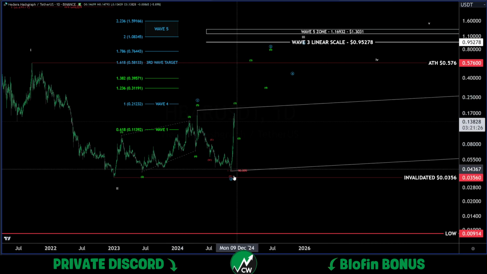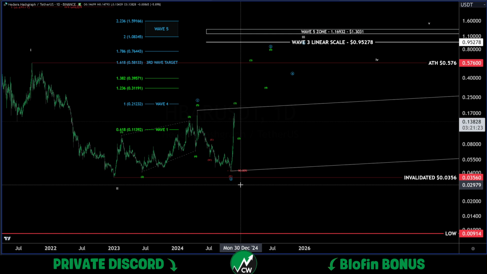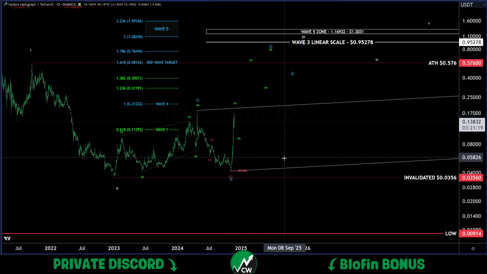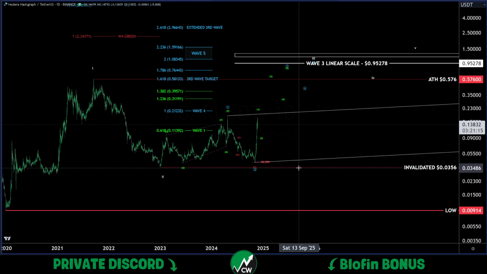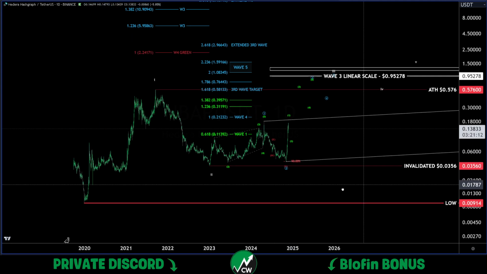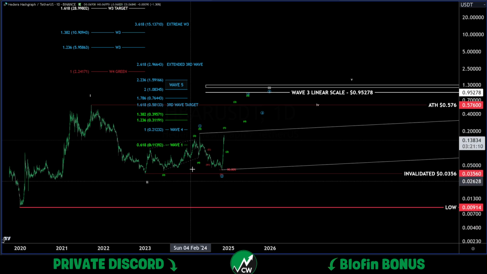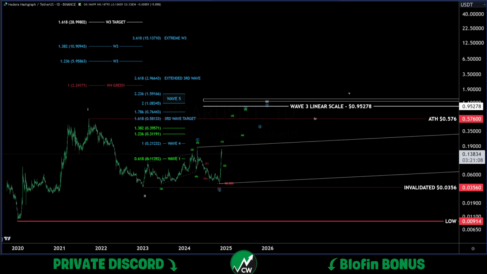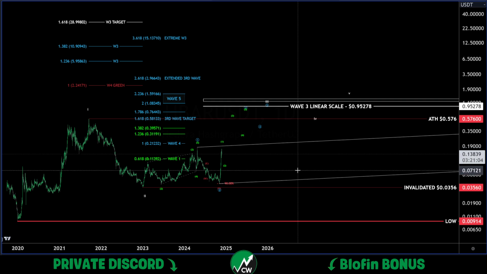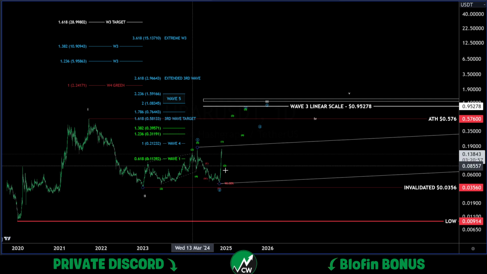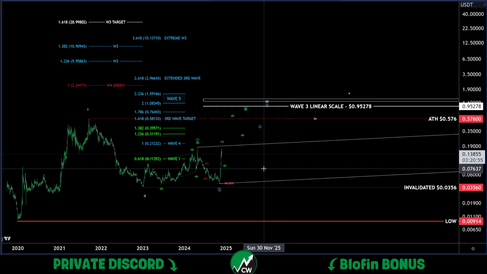We then had a deep correction to the 90% for our wave 2, and then we finally got our reaction to indicate that we are making our impulse and resuming our trend to the upside. Now, a few things I've dug into here: sometimes in alt seasons we get log scale extensions, and sometimes we get linear scale extensions. So it's important to be aware of both, and it kind of depends on price differences between different altcoins.